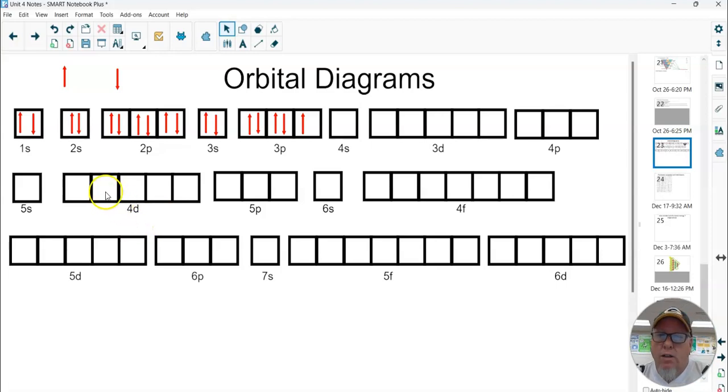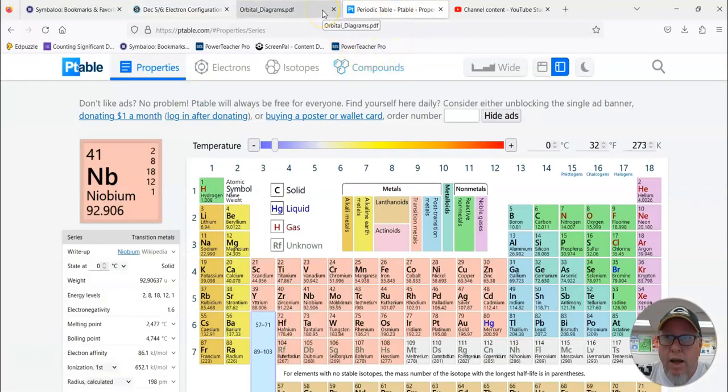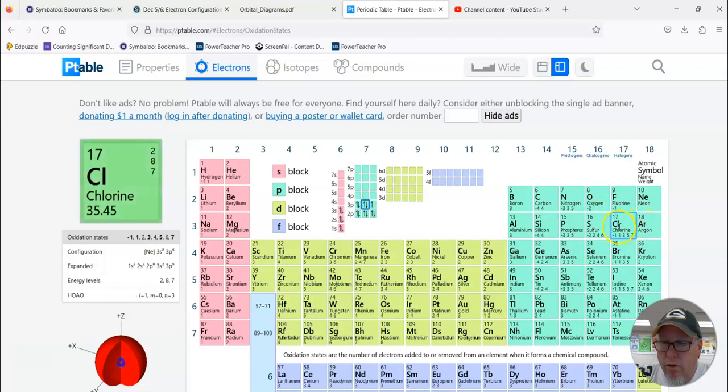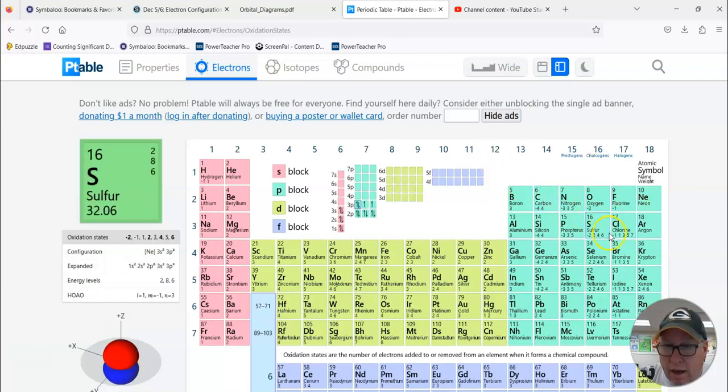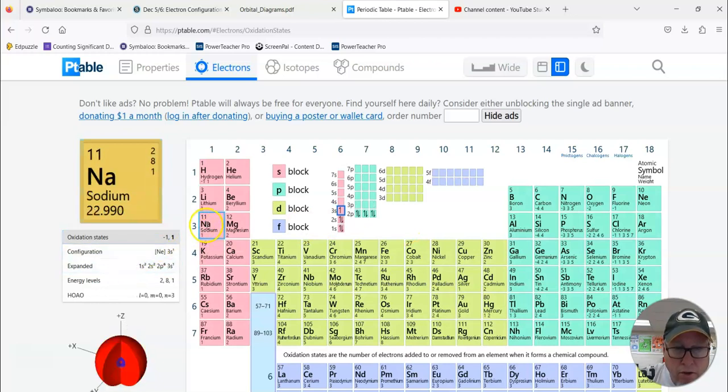If I want to show you what the electron configuration looks like for that, I am going to go to ptable.com. When I am on ptable.com, I'm going to click on this little electron tab up at the top here. If I hover over chlorine, it says the orbital diagram right in the middle of the screen there. Over here, here's sodium. Here is the electron configuration. It says 1s2, 2s2, 2p6, 3s1.